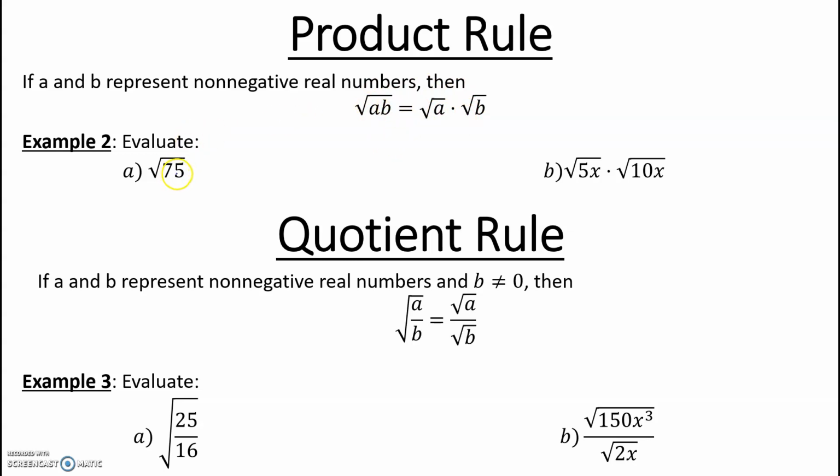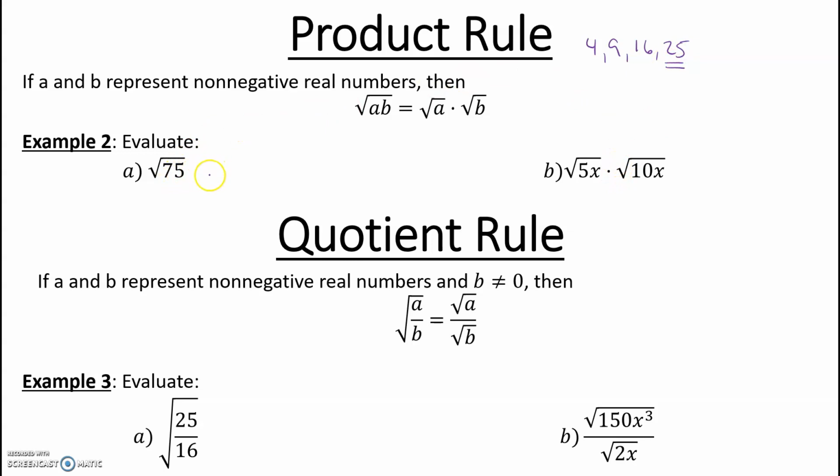So this one, I don't know the square root of 75 off the top of my head. So I always say you want to think of numbers you know the square root of, like 1 times 1, 2 times 2, 3 times 3, 4 times 4, 5 times 5. That's a good one right there.